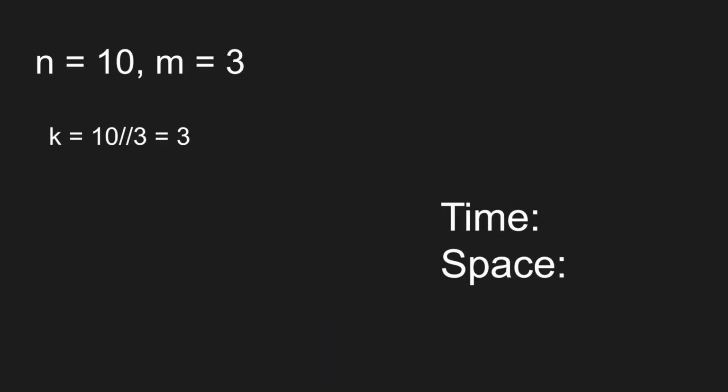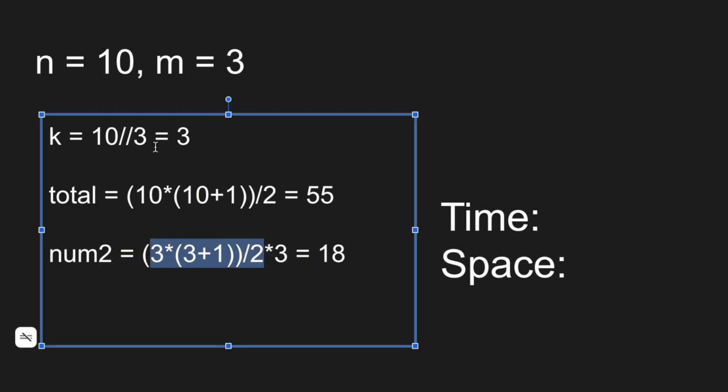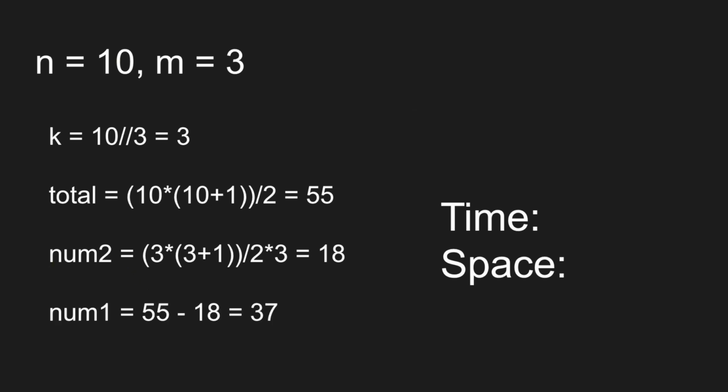So let's go over this example real quick. First, k would be 10 floor division by 3, which is 3. And then total will be 10 times 10 plus 1 divided by 2, which is 55. Num2 will plug into the formula, plugging in m over here, and k at these two places, and it will be 18. And num1 will just be the total minus num2, which is 37. And now we will subtract 18 from 37, and that will be 19. So that will be our result.